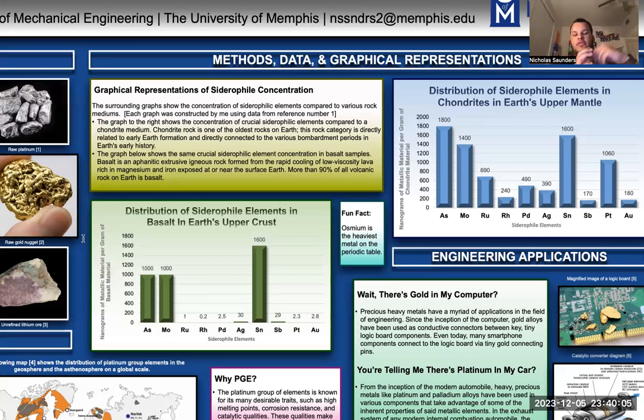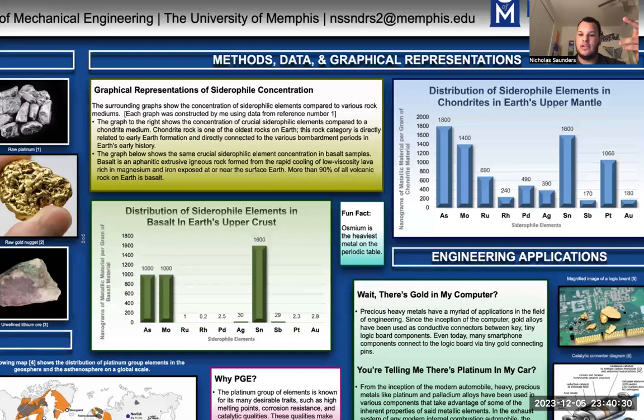So, for instance, on the graph on the bottom, we can see that the distribution of certain siderophile elements in basalts and Earth's upper crust vary very much. Things like platinum and gold are very low in concentration, while things like tin and other, I think it's arsenic, is one of them, are very high in concentration.